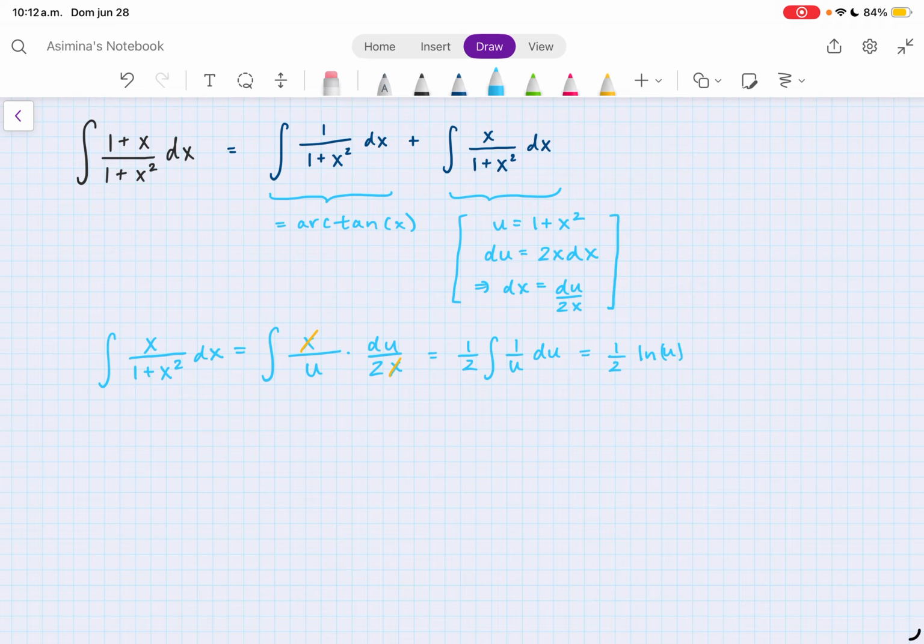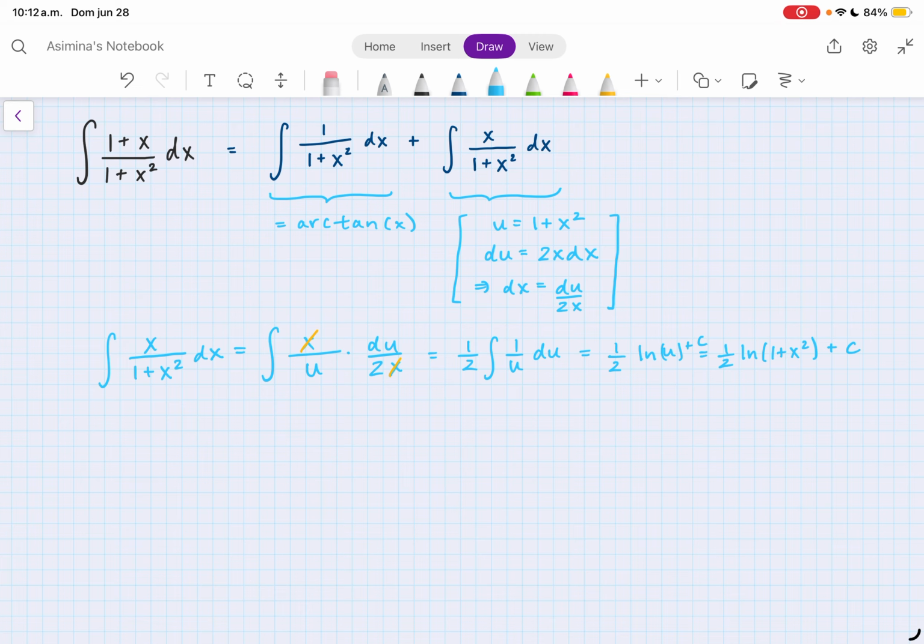Are we done yet? Nope. We started with something in terms of x. Now we have something in terms of u, so we have to plug in what u is. So this is 1/2 ln of 1 plus x squared plus c. Should be a plus c here too.